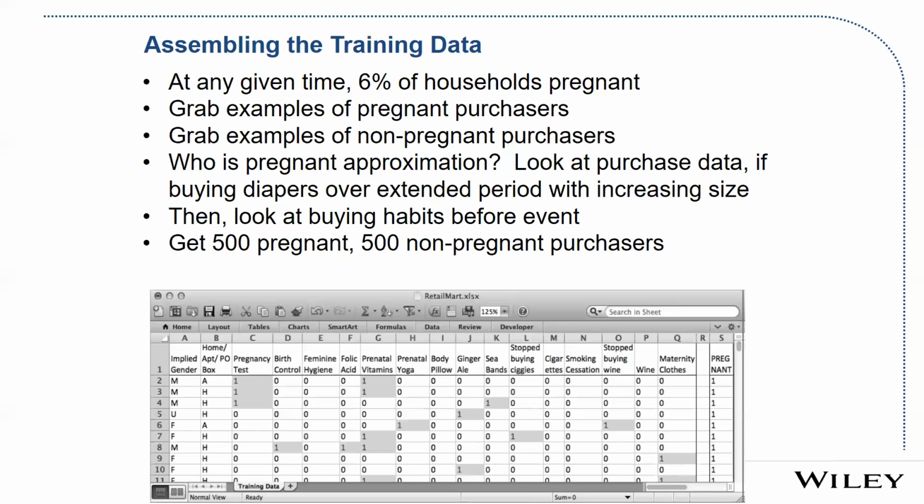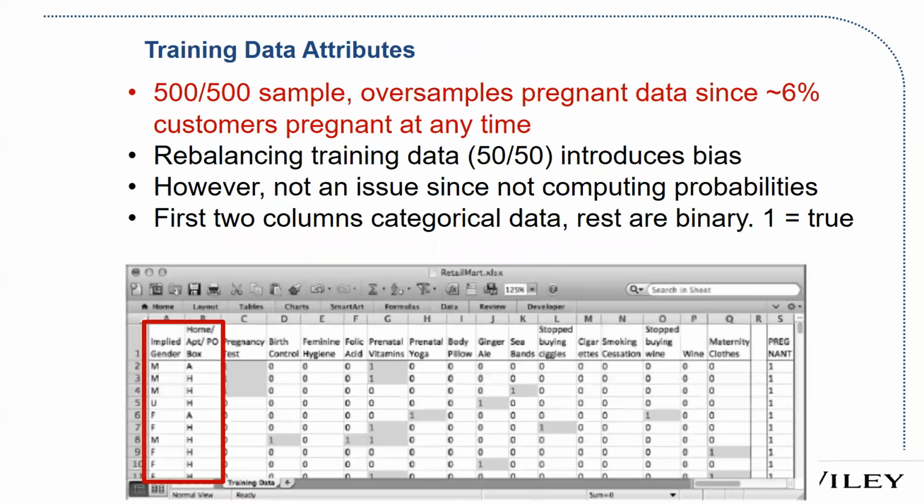When we train our model, we're actually going to oversample. Even though only 6% of households are pregnant, we're going to train our model with 500 households that are pregnant and 500 households that aren't pregnant. If we based this sampling on the actual percentage, how many would we have if we just had 6%? Like 60. So we'd have 60 pregnant and 940 not pregnant. When we do our model, we're going to oversample this, 500, 500.